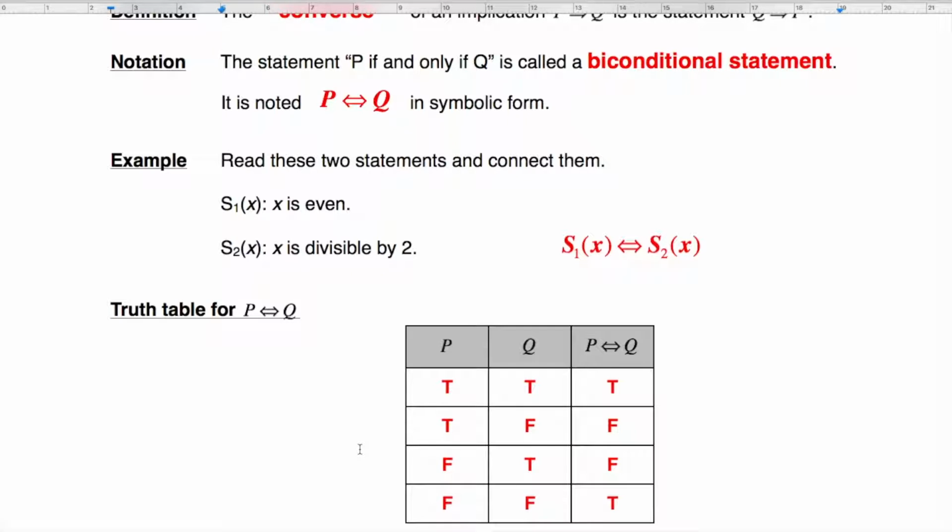First line, pretty obvious. Think of an example, for example, x equals 12. Then x is even, it's true. x is divisible by 2, it's true. And therefore, P if and only if Q is true.